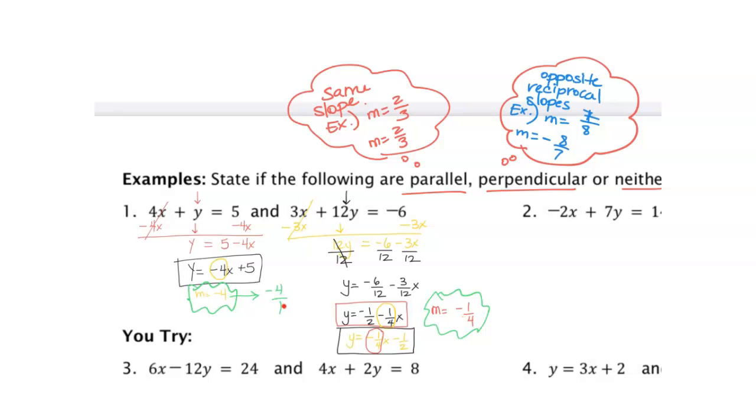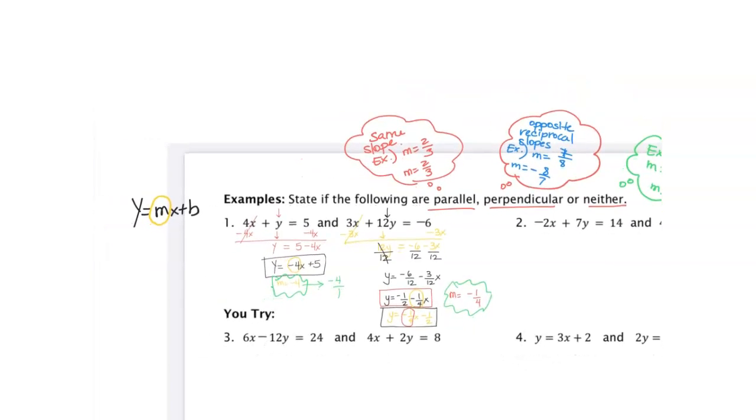Do note that 4 over 1 is the reciprocal of 1 over 4. But once again, because both fractions are negative, they are not opposites of each other. So this would be your classic neither case. Okay, they are neither parallel nor perpendicular.